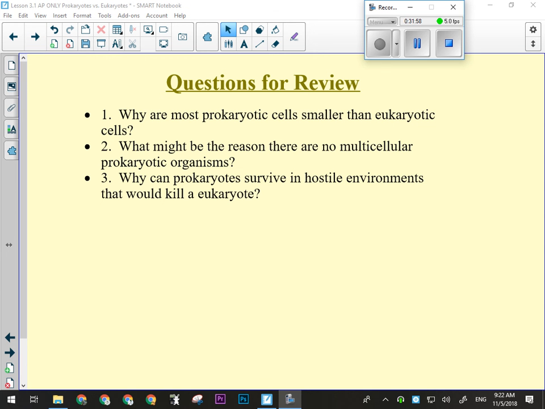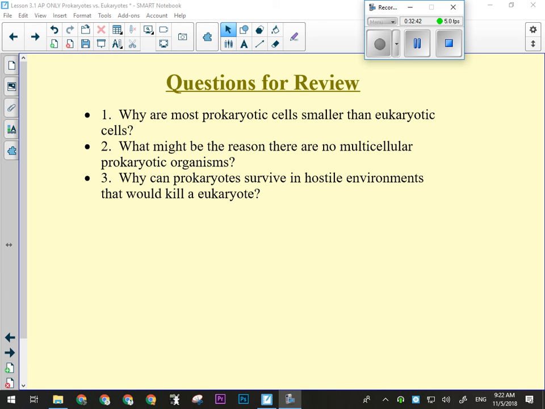Okay, so we want to look at, first off, why are most prokaryotic cells so small? Well, they're not complex, and they don't have compartmentalization. Without compartmentalization, they can't perform the basic functions of the organism as efficiently as a eukaryote could. Second question: what might be the reason why there are no multicellular prokaryotic organisms? It would require them to become specialized, and you can't become specialized if you're not compartmentalized. It would be impossible.